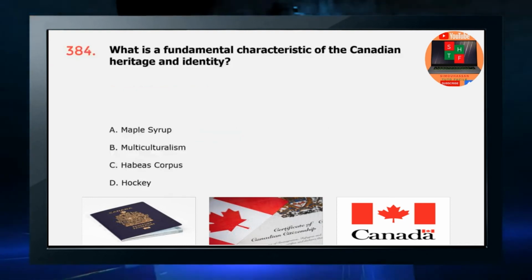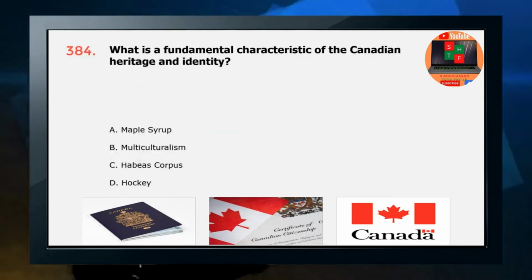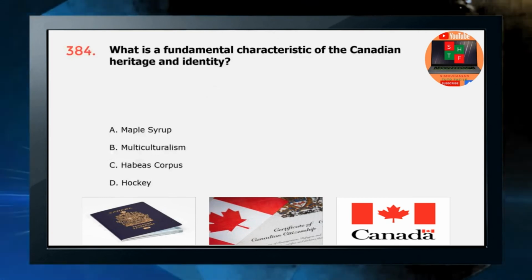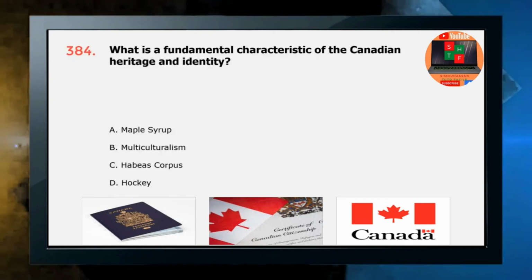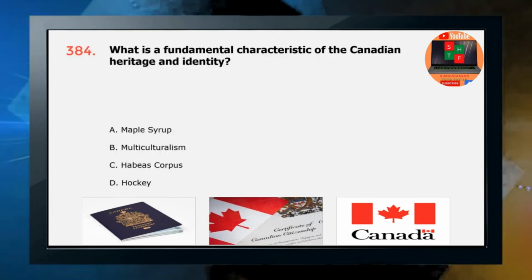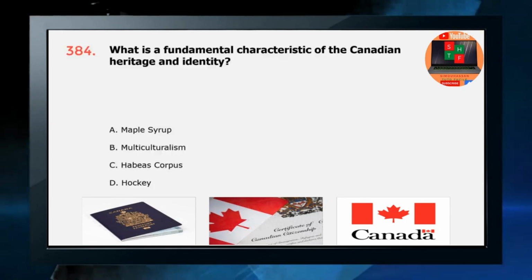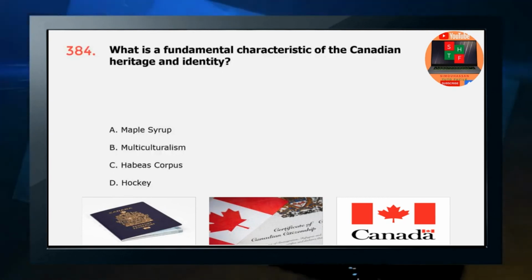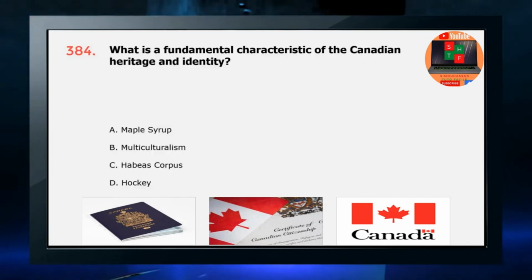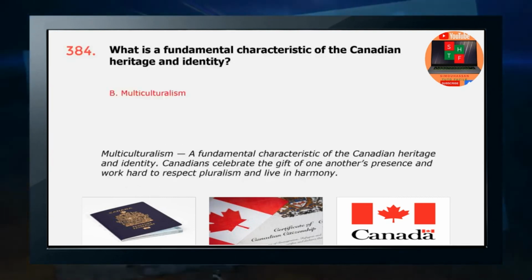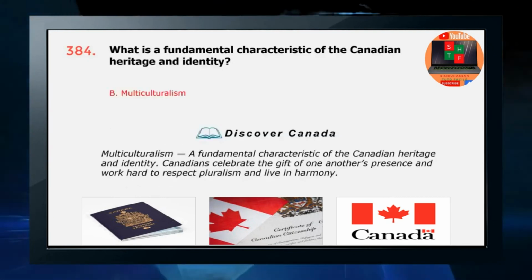Question 384. What is a fundamental characteristic of the Canadian heritage and identity? A. Maple syrup. B. Multiculturalism. C. Habeas corpus. D. Hockey. The answer is B. Multiculturalism.